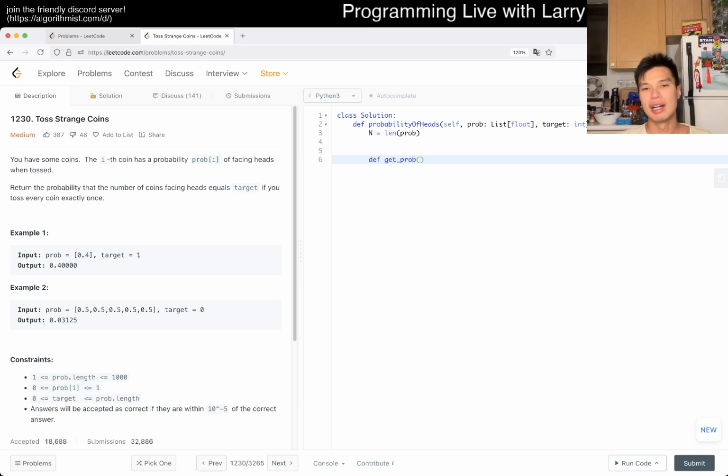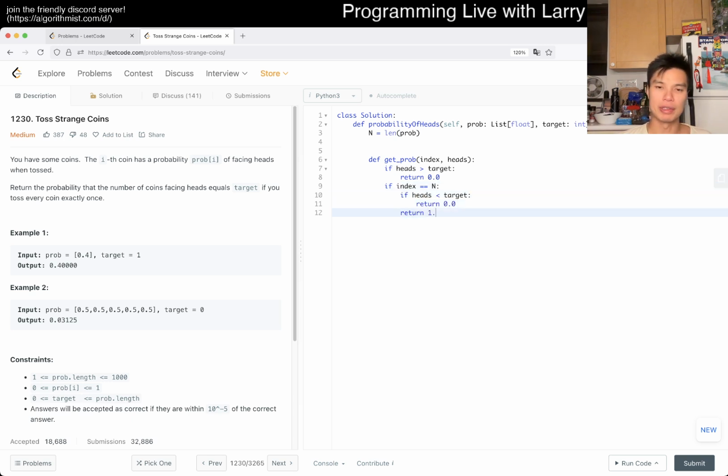I'm lazy, right? You have index, which is the number of coins you flipped, or this is the current coin that you're flipping, and the number of current heads that you have, right? So now, if heads is greater than target, then you just return 0 because you've already gone over it, right? Otherwise, if index is equal to n, then if heads is less than target, we return 0. Otherwise, we return 1.0 because then you have 100% chance of hitting it.